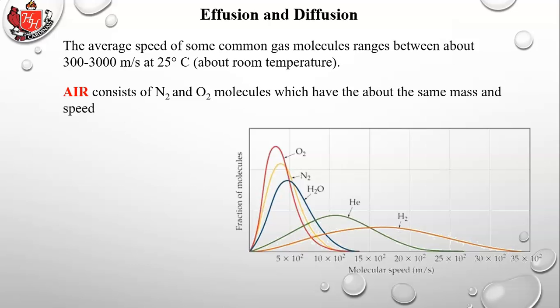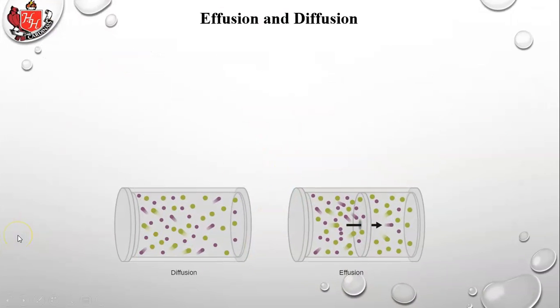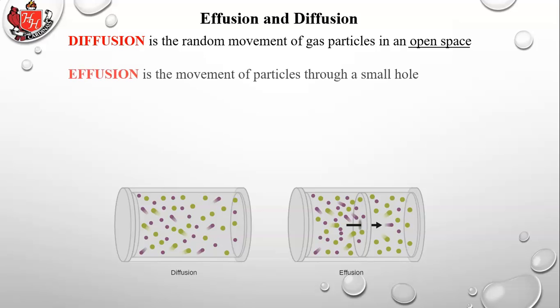So air consists of N2 and O2 molecules, which have about the same mass and speed. The graph to the right shows the fraction of common gas molecules at various speeds. Okay, effusion and diffusion. Diffusion is the random movement of gas particles in an open space. So if inside that container on the left you had a little packet of gas particles and you just opened it up and let them fly around freely, they would move in all directions at a certain rate, at a certain speed. That's called diffusion. Effusion is the movement of particles through a small hole, as you see on the container over on the right.